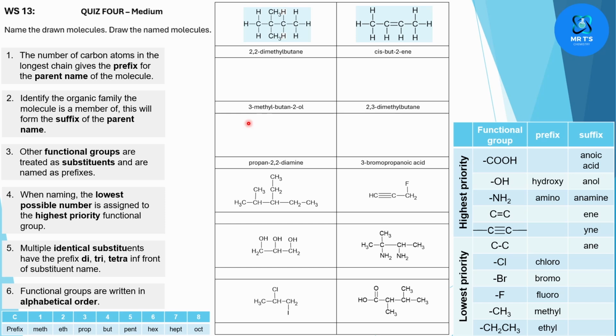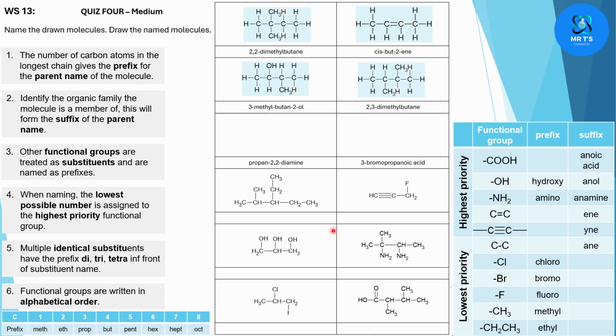So the next one is 3-methylbutan-2-ol. 4 carbons in a row again. An -ol means that there must be an OH and it's off the second carbon. And then we have a methyl group, a CH3 group, off the third carbon. And here it is. 2,3-dimethylbutane. Again, 4 carbons in a row. Di means there are 2 methyl groups, the CH3 group, so they're coming off the second and the third carbon. So it looks like this.